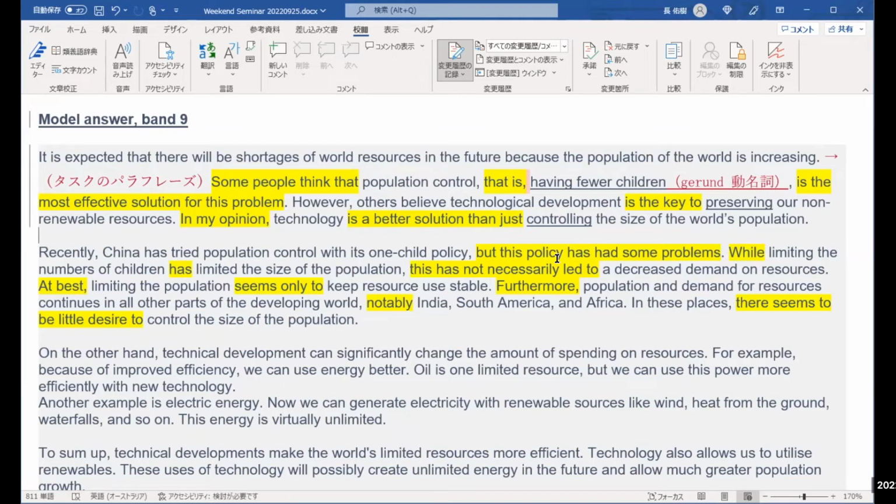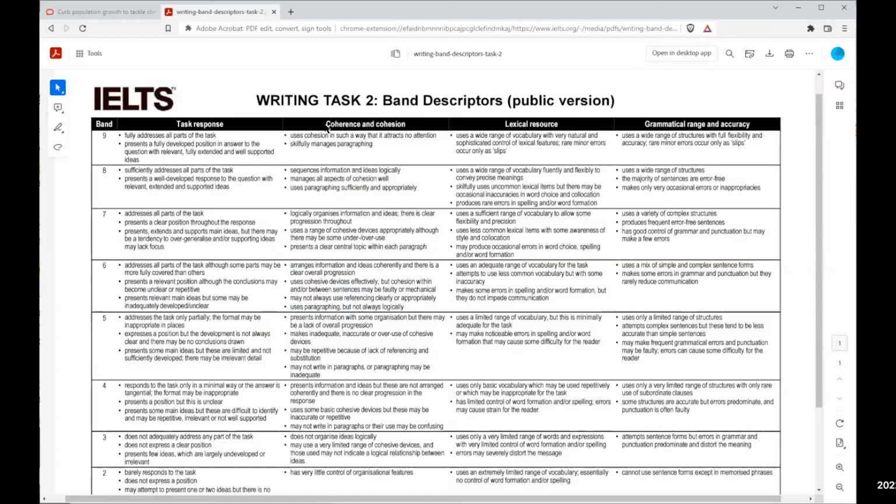And this writer uses the example of China, which is probably the most famous example of population control in the world at the moment. And in this paragraph, I'd like to look at the linking words, because this is an important part of expressing ideas in an opinion essay, and it's explicitly assessed under the second criterion for IELTS Task 2, that is coherence and cohesion.